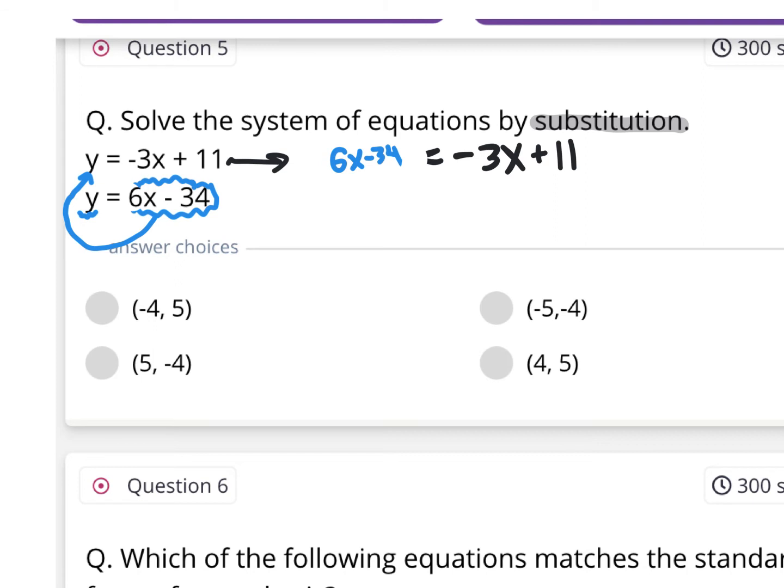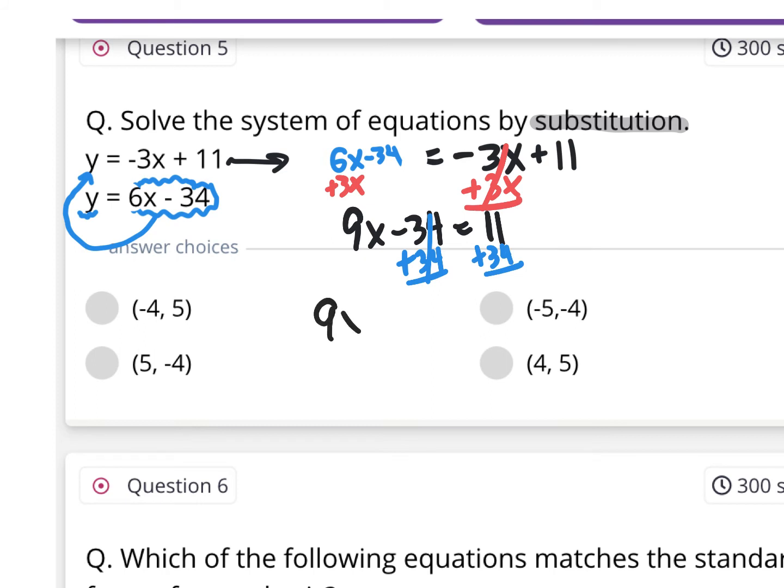Let's solve it. Let's get x by itself on one side. I'm going to add 3x to both sides. I will have 9x minus 34 equaling 11. Let's continue solving. Let's get rid of the 34 by adding 34 to both sides. That will give us 9x equaling 45. Final step is to get rid of the multiplication of 9 by dividing by 9, and we have our final answer here, x equals 5.